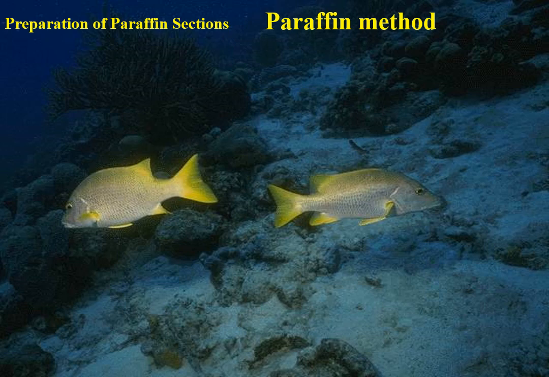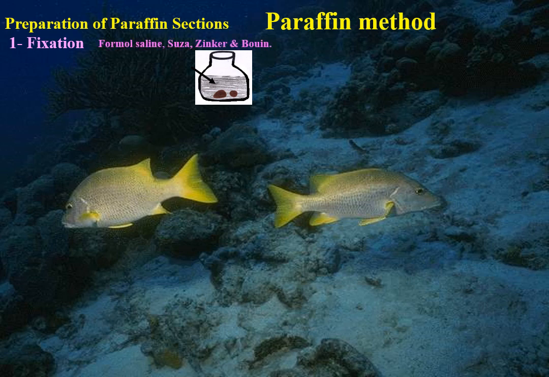Preparation of paraffin sections. These are the various stages through which histological sections can be prepared. Fixation. A small piece of the organ is obtained from the body immediately after death and placed in the proper fixative. Many fixatives could be used, as formol saline, Susa, Zenker, and Bouin. The type of the used fixative depends on the tissues and the stain. For example, soft tissues need a special fixative than hard ones.